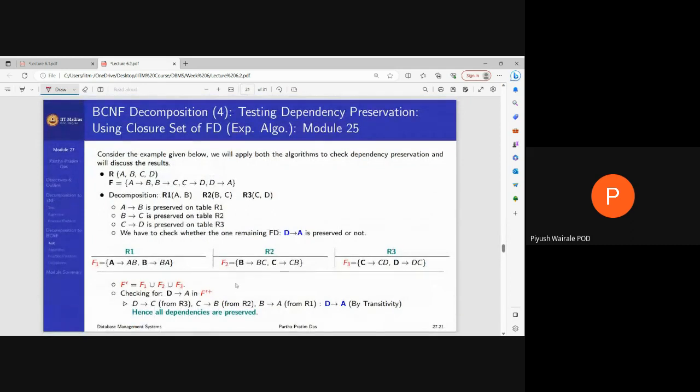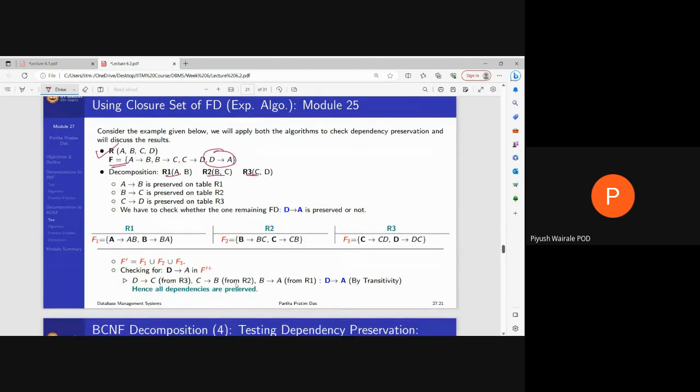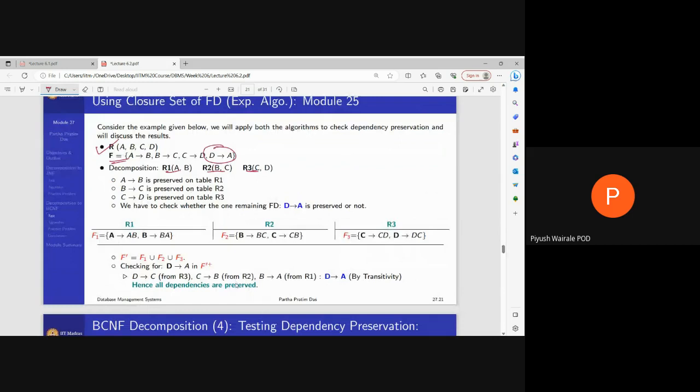Yeah, so here is one example. We have relation R and functional dependencies. We are decomposing into R1, R2, R3, right? So this AB is preserved here, BC is preserved, and CD is also preserved. Now we have to check whether DA is preserved or not, right? So how to do that? This is about dependency preservation. I think the same slide is there in week 5 also. So how to check whether dependency is preserved or not?